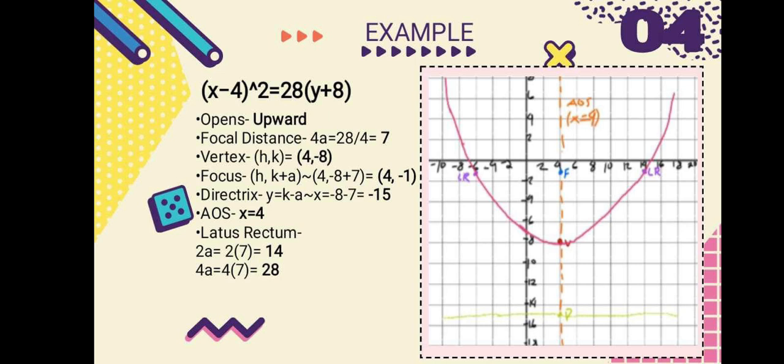Lastly, our latus rectum. We have here the formula of the latus rectum, which is 2a and 4a. The a, again, is our focal distance. So, 2 times 7 and 4 times 7 equal 14 and 28.